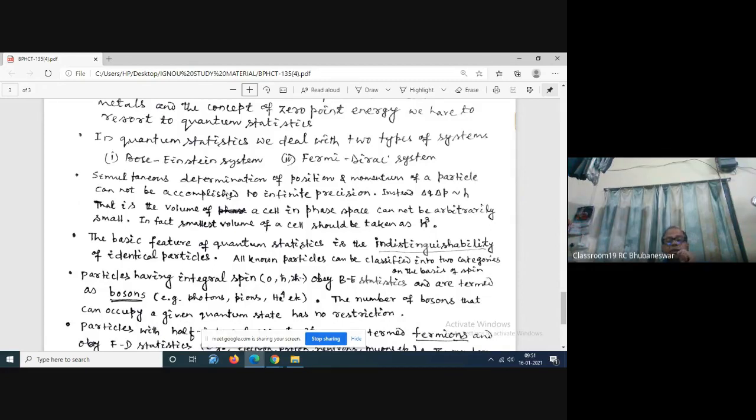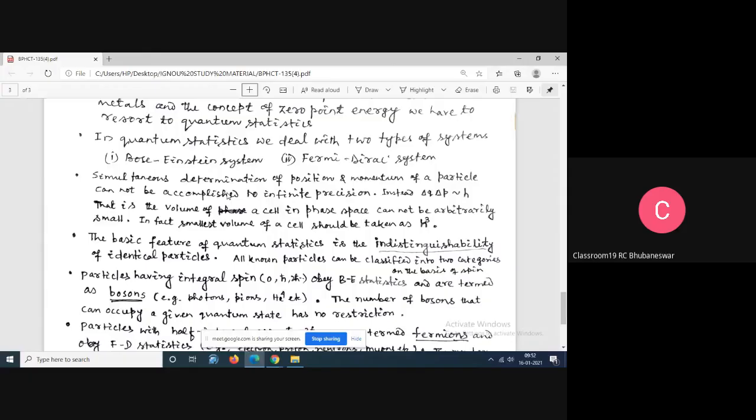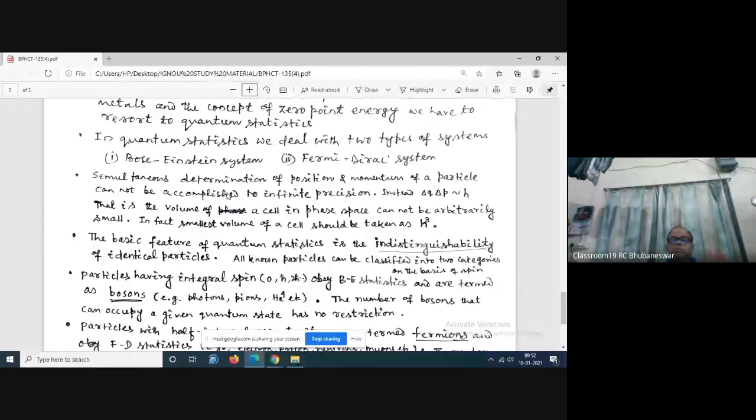Now see, simultaneous determination of position and momentum of a particle cannot be accomplished to infinite precision. That is the Heisenberg's uncertainty principle. So Heisenberg's uncertainty principle says you cannot simultaneously determine the position and momentum of a particle with infinite precision. Infinite precision means with accuracy. You cannot measure it simultaneously. If you exactly measure the position, there is no uncertainty in the position of the particle, then you cannot measure the momentum correctly. If you measure one correctly, then the precision in the other will be very, very small.